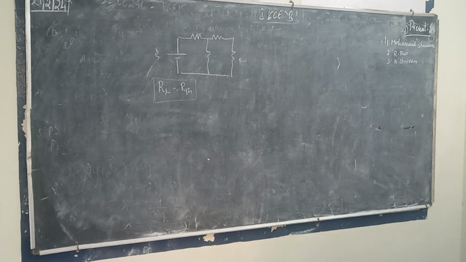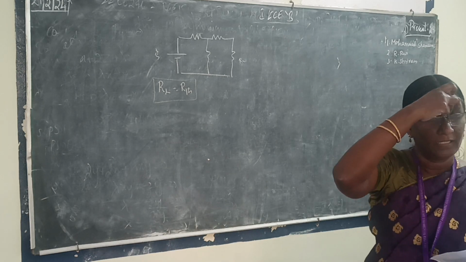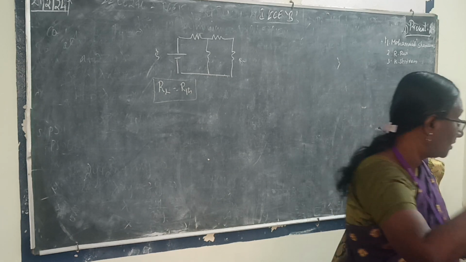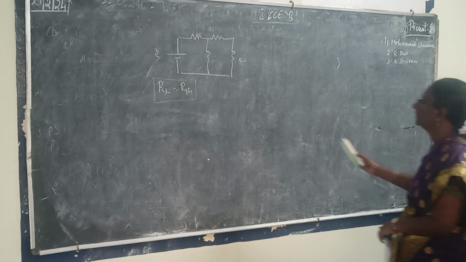Suppose the condition is when RL is equal to RTH, the maximum power is transferred in the circuit. So you have to prove this, isn't it? You can prove it. So prove it. Suppose consider a network.